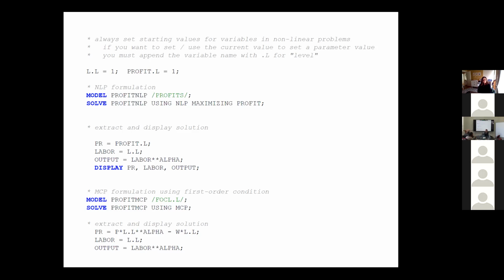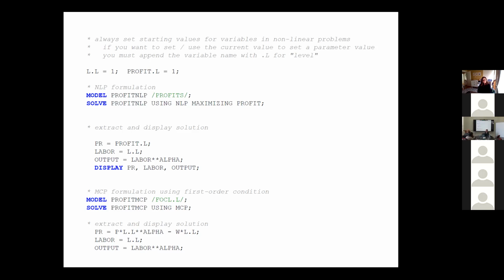In this case, there's only one. So profit is the name of the equation, semicolon. And then the keyword is solve, model name, using nonlinear programming, maximizing profit. Profit is the variable. Profits is the name of the equation. That's notation. We just have to have different names. That's all. It could be Joe.